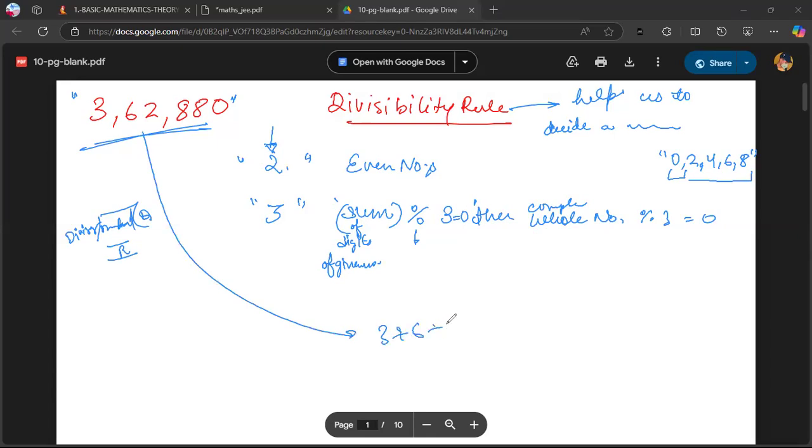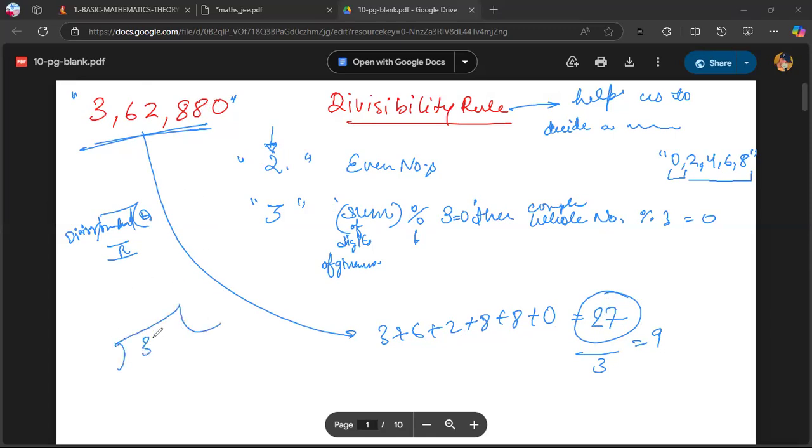3 plus 6 plus 2 plus 8 plus 8 plus 0. What is the sum? 27. Is 27 divisible by 3? Yeah, sir. So its remainder is 0, right? So this number is going to get divided by 3 completely.